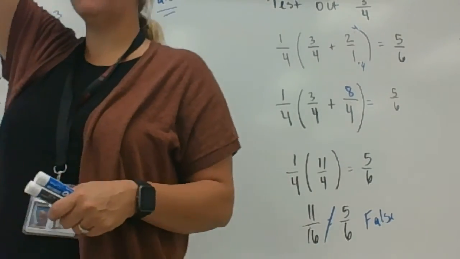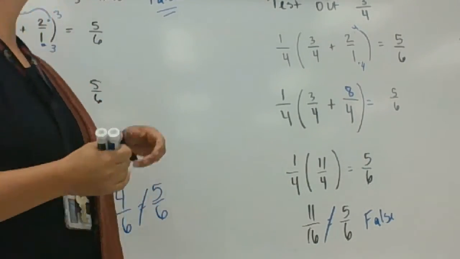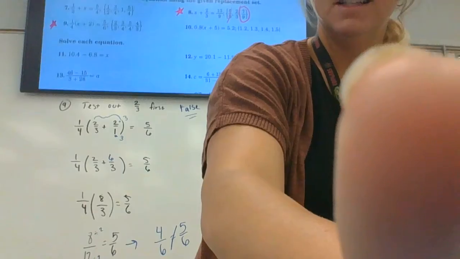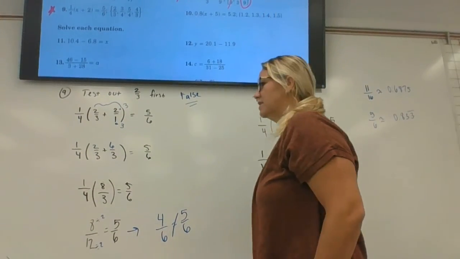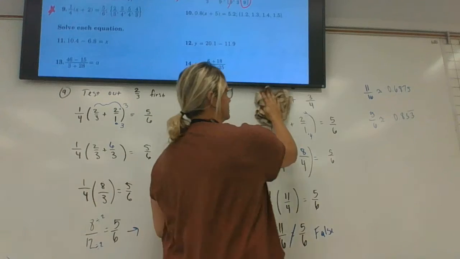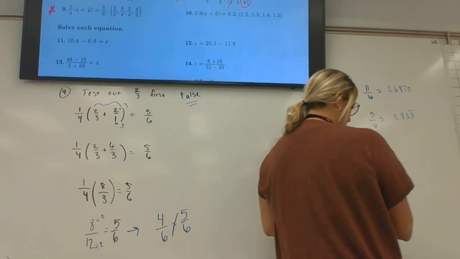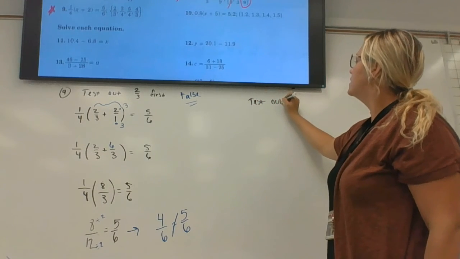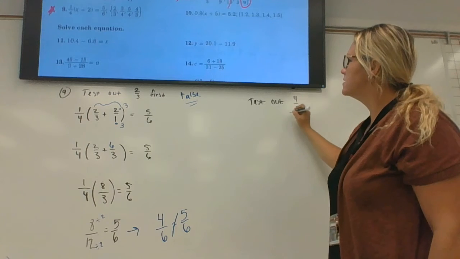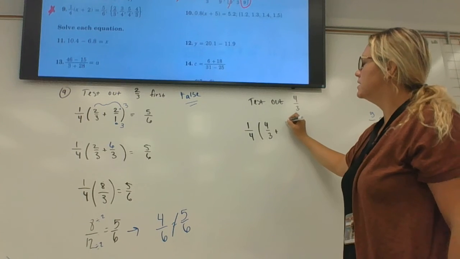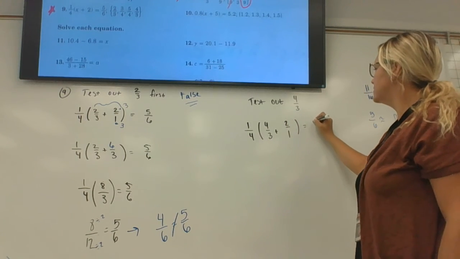Alright, so we have 2 left to test. Who thinks we should test 5/4? Thumbs up. Who thinks we should test 4/3? Thumbs up. Okay, 4/3 is looking really promising. Alright, this will be the last thing we do, and then I'll let you guys start yours. Okay, let's test out 4/3. So we have 1/4 times 4/3 plus 2/1 equals 5/6.